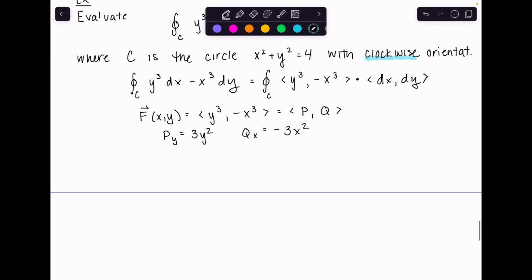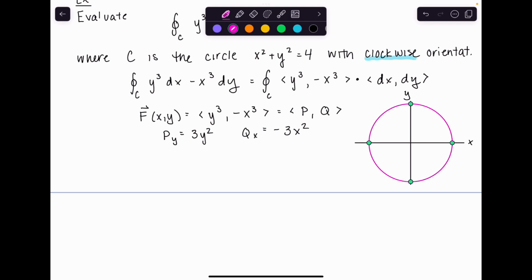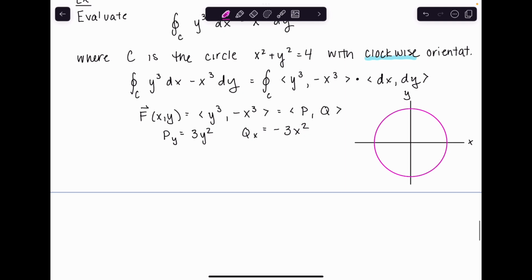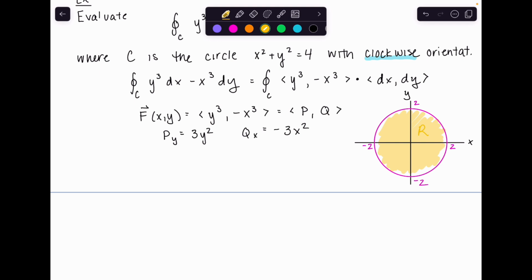All right. So the region that I'm working with is a circle of radius 2. So I'm going to draw my circle first, because that's easier than filling in the pieces. Make it a little smaller. Okay, so this is 2, 2, negative 2, negative 2. And then my region R is the one inside of here. And this has clockwise orientation. So this is traced in the opposite direction.